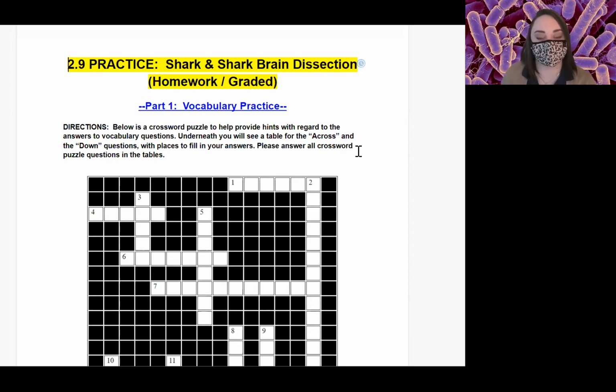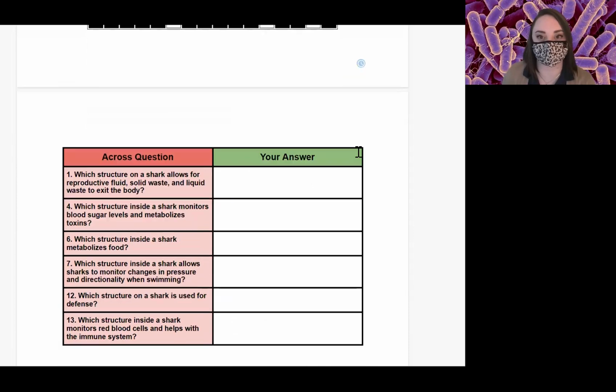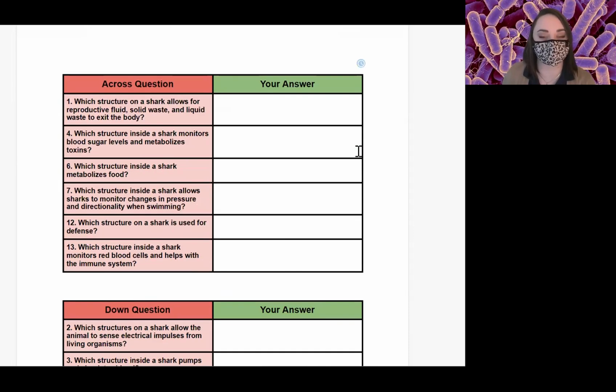So part one here was vocab practice. So we're going to start there. Again, this is on the shark dissection practice. All right, one across. Which structure on a shark allows for reproductive fluid, solid waste, and liquid waste to exit the body? And again, you can answer this in the chat or using your microphone, whatever you are comfortable with. Number one across.